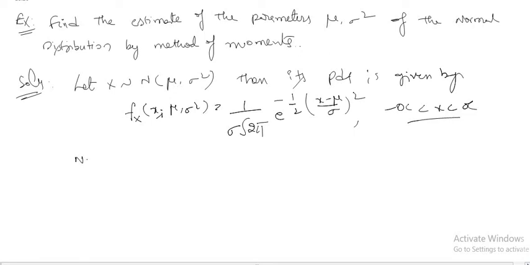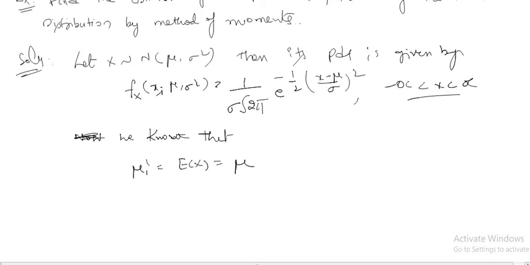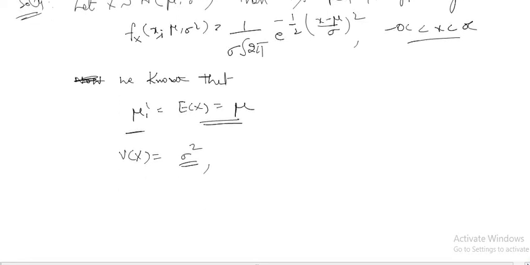Now we know that mu1 dash, the expectation of x, is mu. This is mu1 dash, expectation of x equals mu. Next, what is the variance of x? Sigma square, we already know it. What is the variance of x in general? Expectation of x square minus expectation of x whole square.